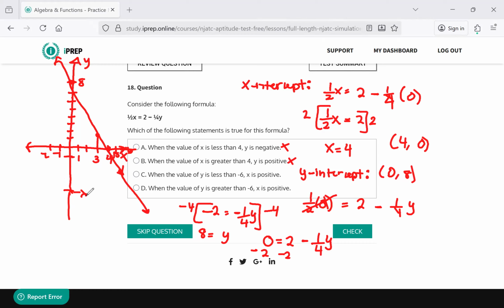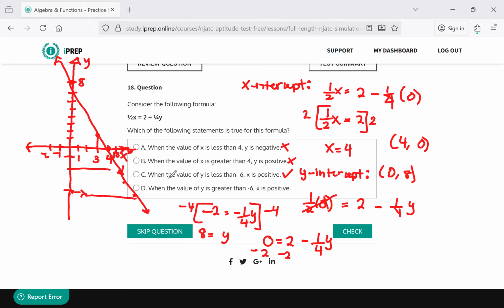Yeah, this could be -6. The x is positive. Yes. At -6, this x coordinate is positive, right? At -5, this x value is positive. -4, this x value is positive. So that's true. What about the third one?